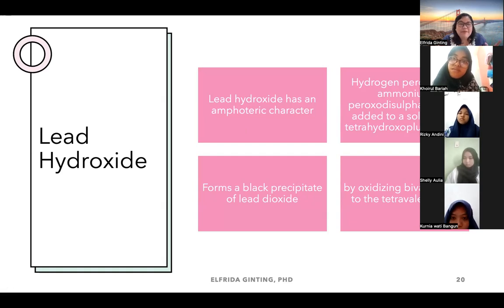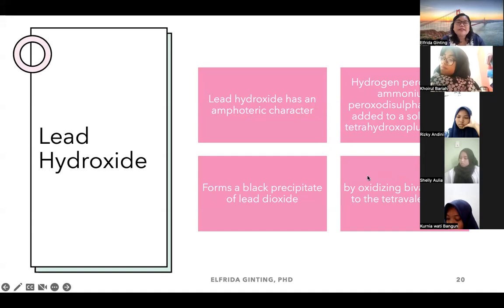It seems like it cannot make up its mind, because it can change from precipitate to dissolve and then again to precipitate just by adding a little bit of hydroxide, it will have a white precipitate. You add more hydroxide, it will have a solution. So it will dissolve in the form of tetrahydroxoplumbate. And then you add again, it can oxidize the bivalent lead, and it will become lead dioxide. And this is also a black precipitate. So this is what it means by amphoteric character of the lead hydroxide.